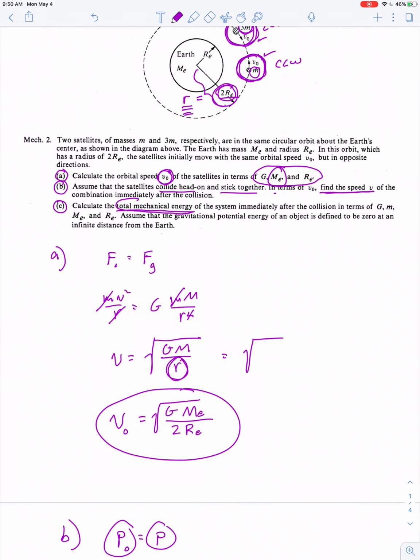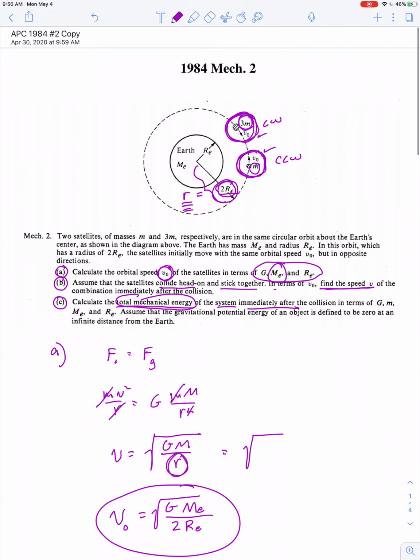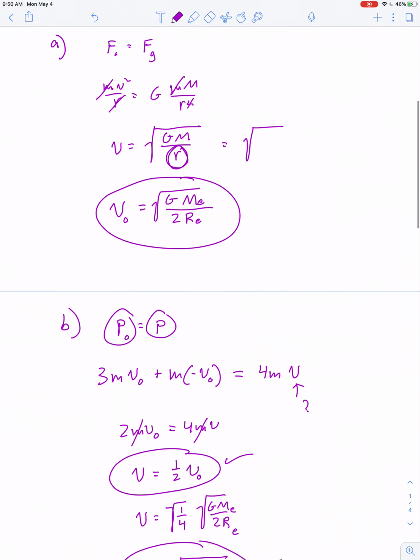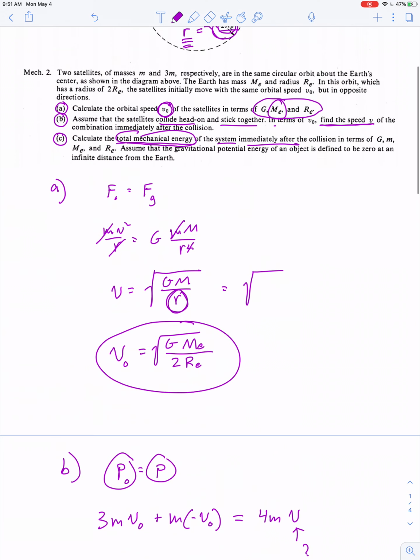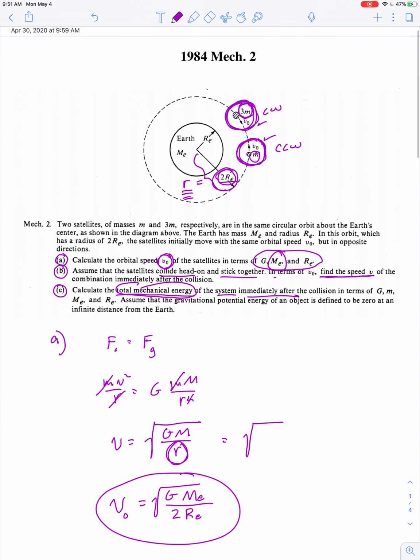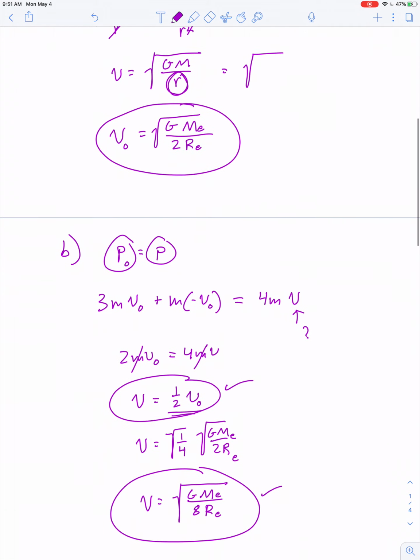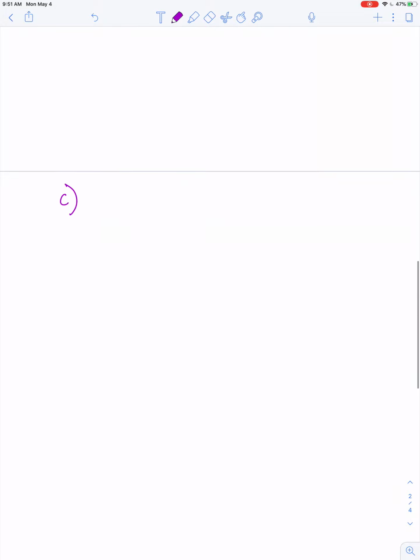Let's read again what part C is. Calculate the total mechanical energy of the system immediately after the collision. Okay. So I'm going to assume immediately after the collision, because the speed changes, the speed reduces to 1/2 the initial value, that in the long term they're not going to maintain this same orbital radius. But in the moment immediately after the collision, that's their distance from the Earth. In any case, mechanical energy is nothing more than the sum of kinetic and potential. I'll just call it E.